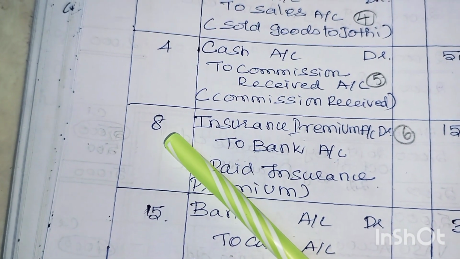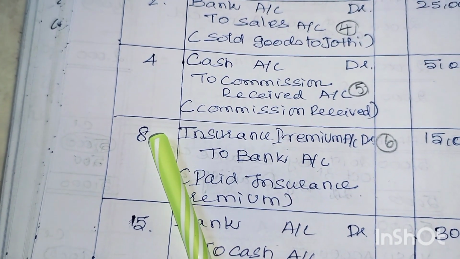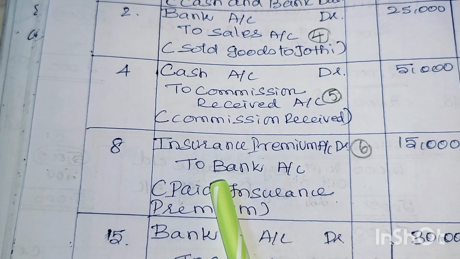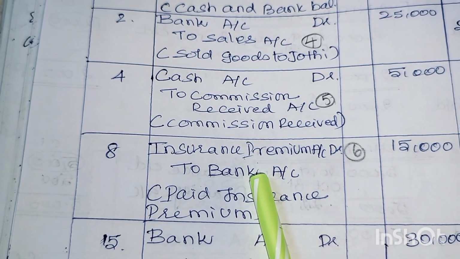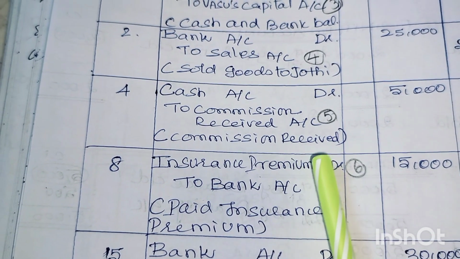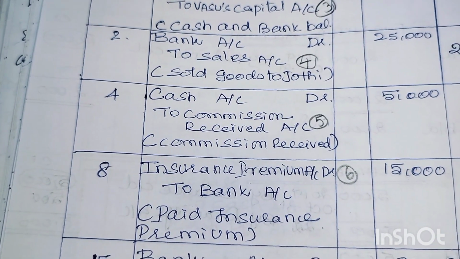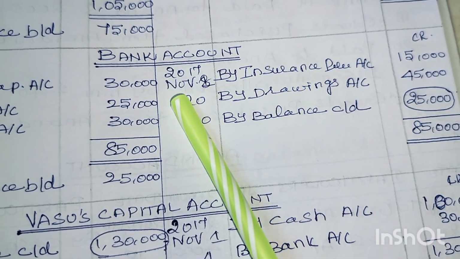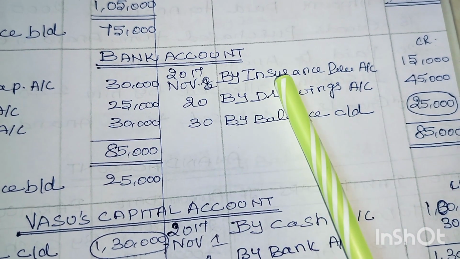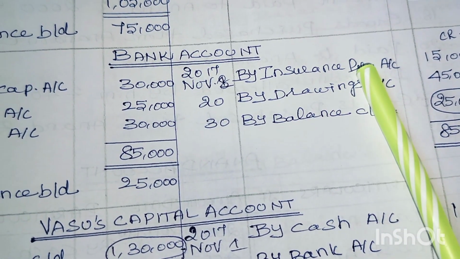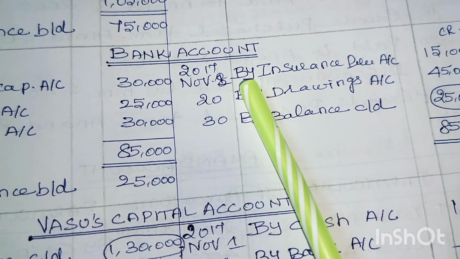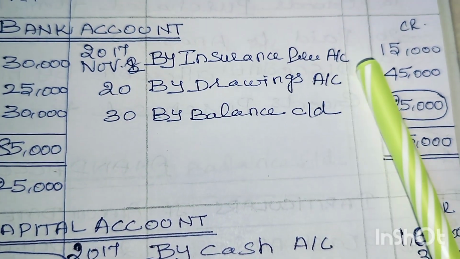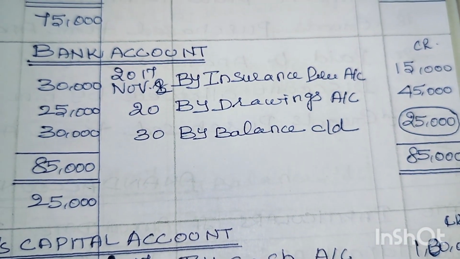Then when did the next bank transaction occur? It is on November 8. On which side is the bank account? Bank account is on the credit side. What is the opposite account from the bank account? Insurance premium is the opposite account. How many rupees? 15,000 rupees. So we go to the credit side under the bank account, dated 2017 November 8. What is the opposite account? Insurance premium account. We always start with "To" for the credit side. So by insurance premium account, how many rupees? 15,000 rupees entered in the amount column.